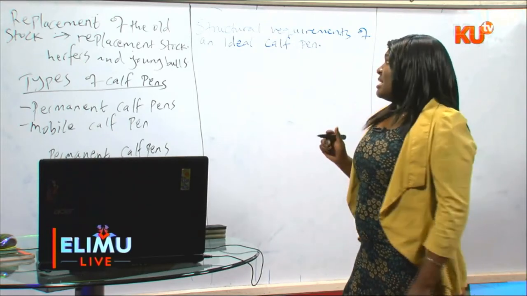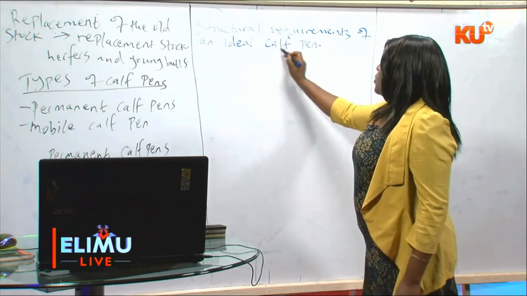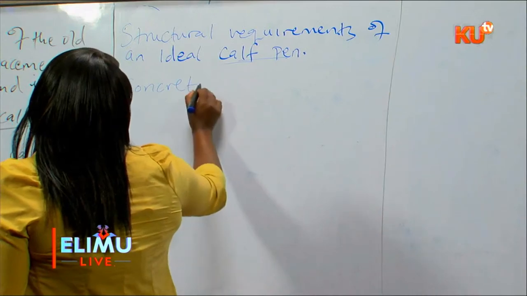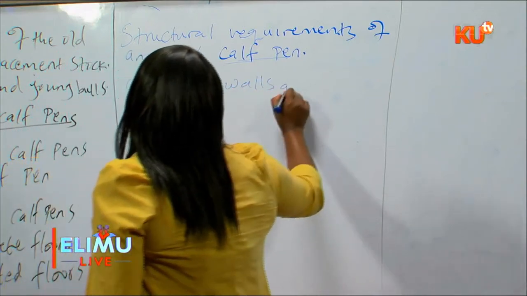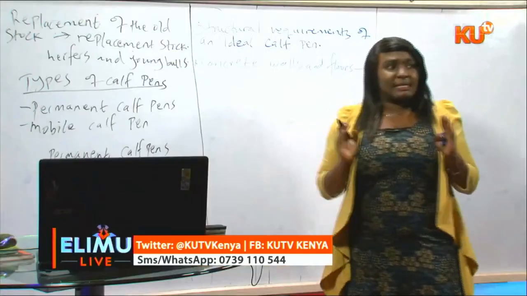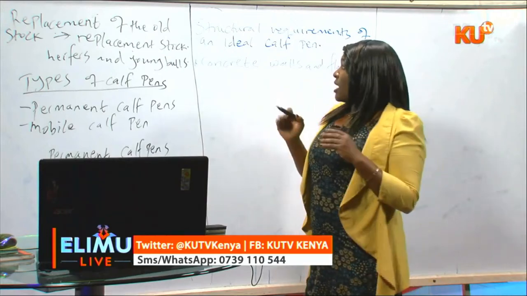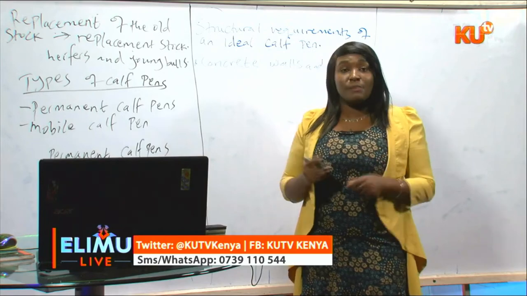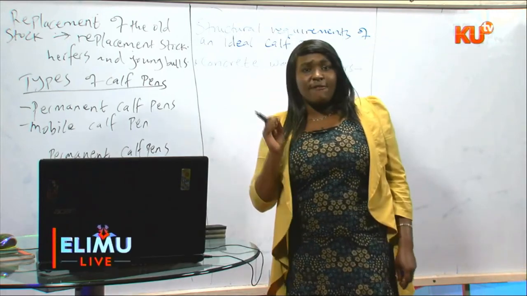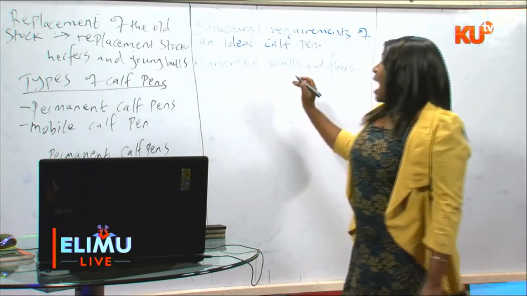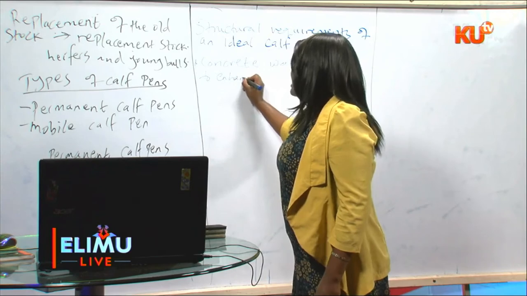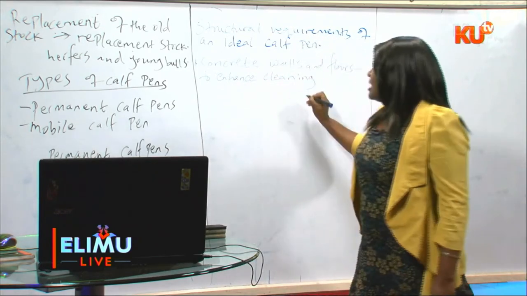The first thing that we look at is that when you're constructing your calf pen, ensure that this calf pen has concrete walls and floors. That is number one. An ideal, the best calf pen that is going to be of importance to your farm in terms of profit maximization, ensure that the walls and the floors are concrete. If you can afford, ensure that you can make concrete walls and floors. And this is because these concrete walls and floors are easy to clean. This is to enhance cleaning, or to make the calf pen easy to clean.